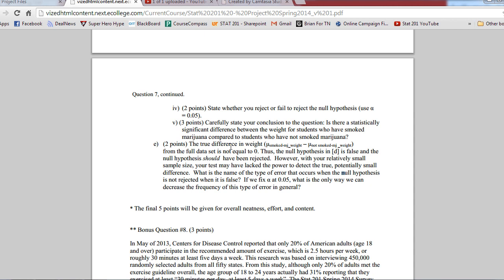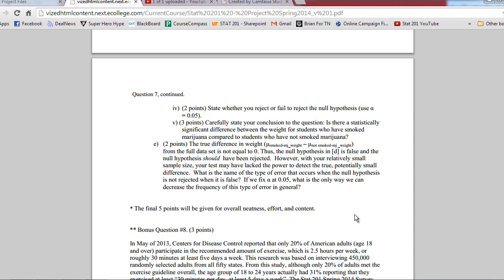Right here, the true difference between these two groups is not equal to 0. Thus, the null is false. Thus, we should reject it. However, your relatively small sample size for your test may have lacked the power to detect the truth.